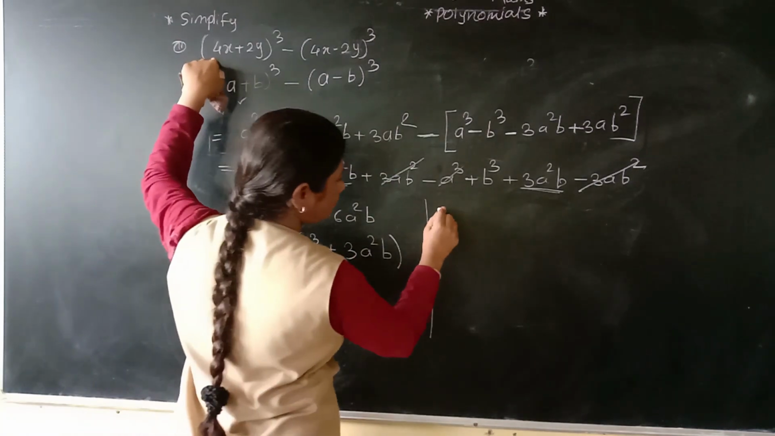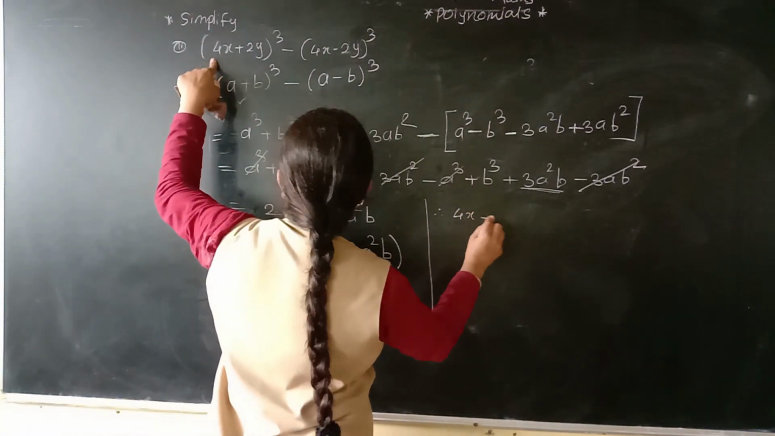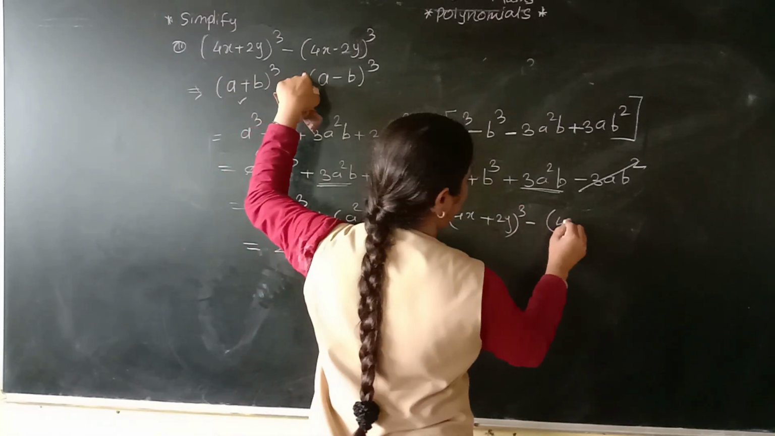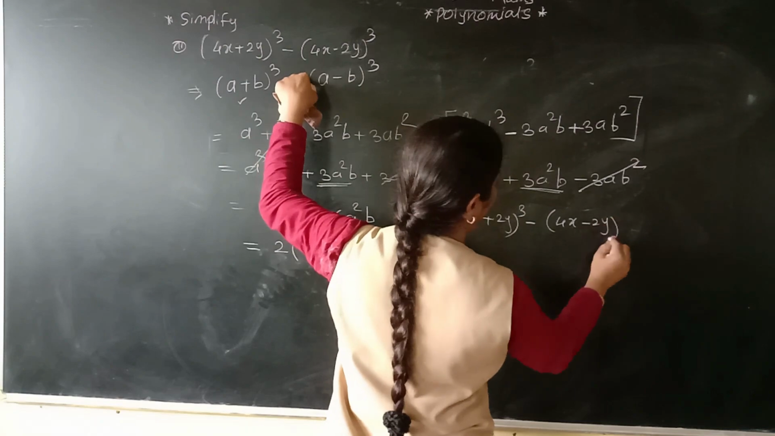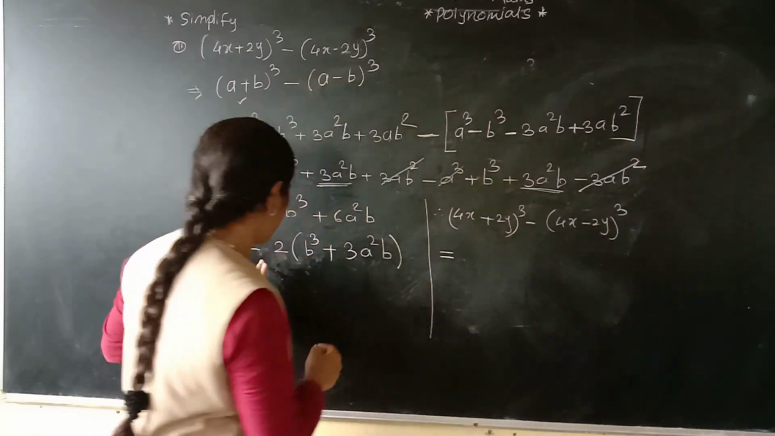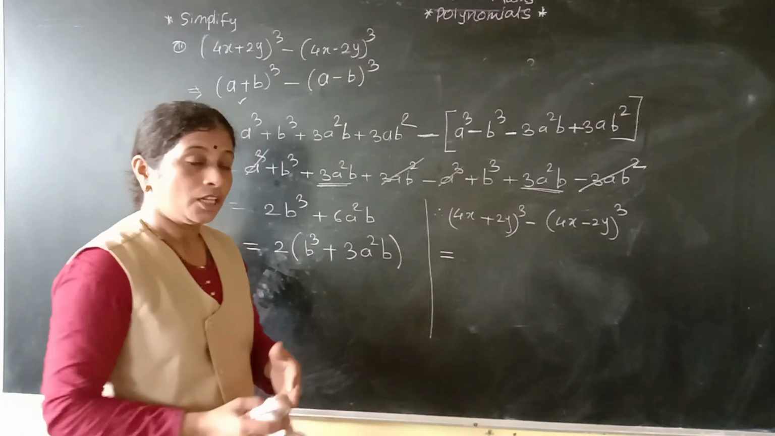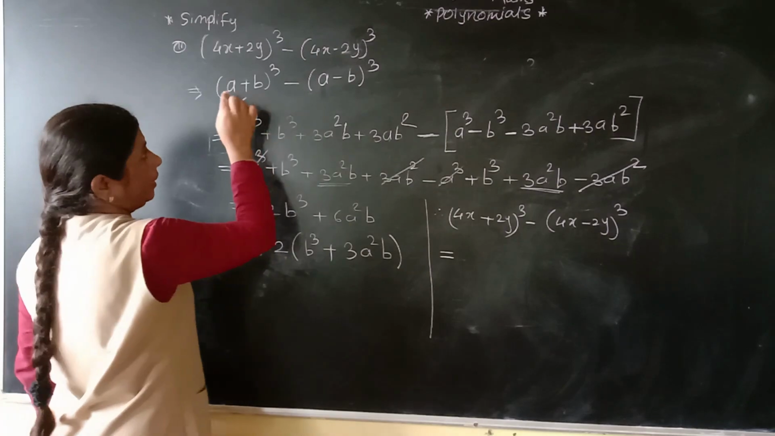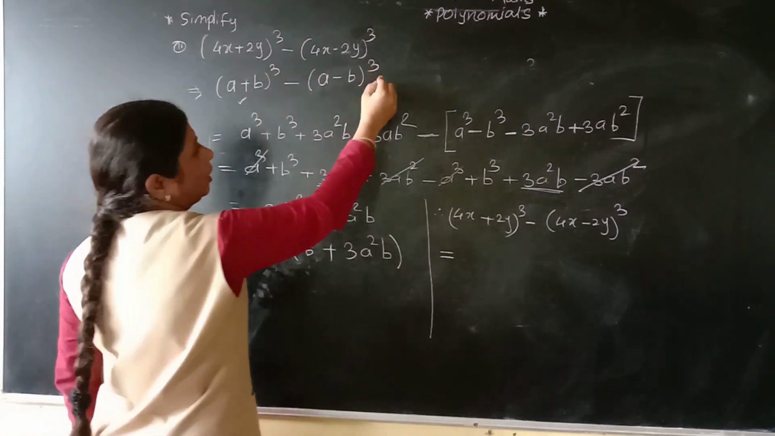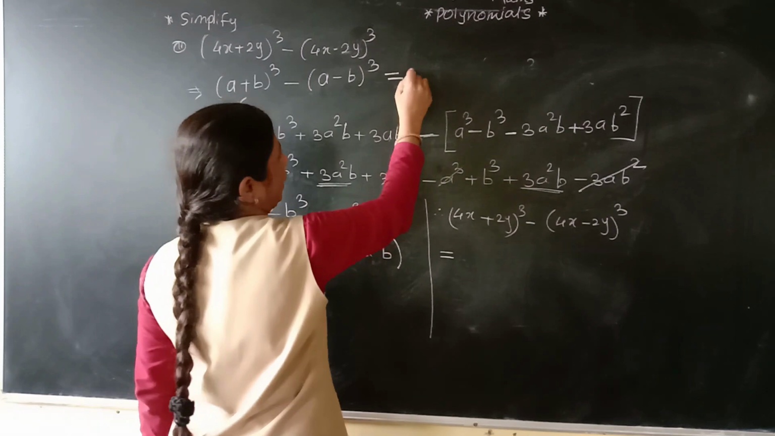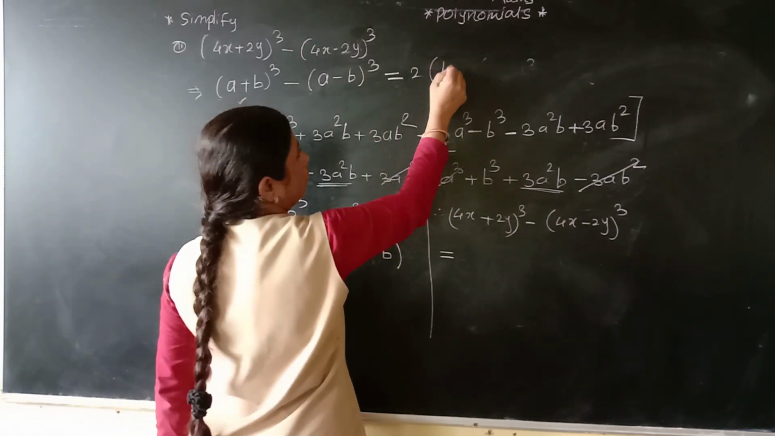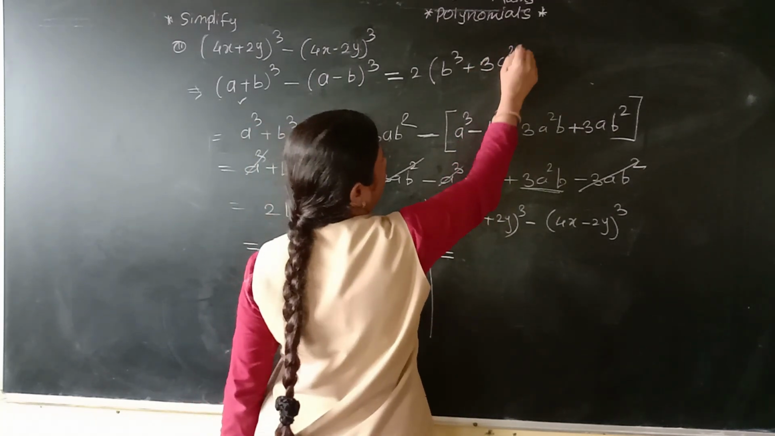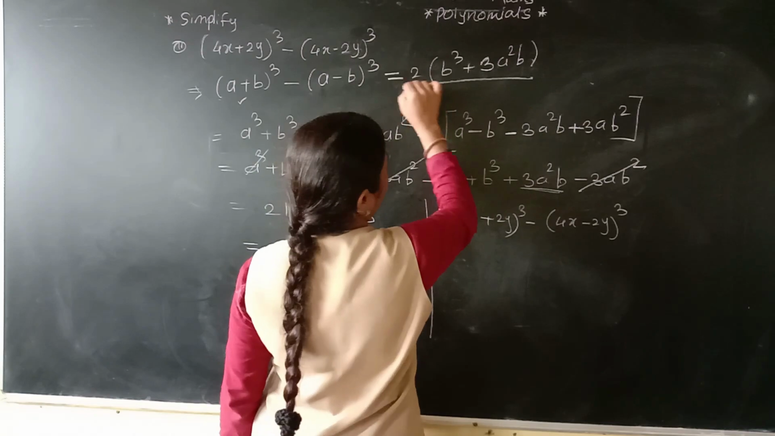Okay, so here now (4x plus 2y) bracket cube minus (4x minus 2y) bracket cube. Because of the identity you will get a direct answer, means there is no need to make all the expansion. Okay, we just have to remember that when there is a difference between the two cubes, then you will get 2 in bracket b cube plus 2 3s are 6 a square b. Only we have to keep this formula in mind.